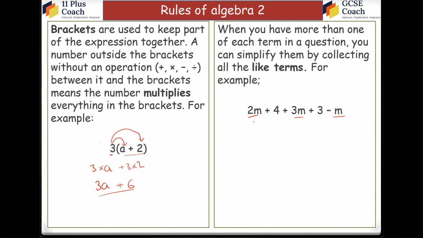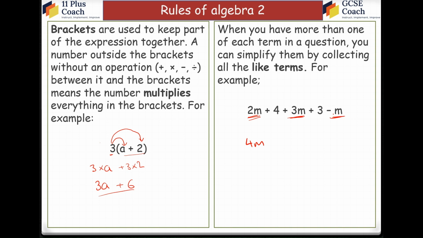So anyway, we collect the like terms by collecting all the m's. So I've got 2m plus 3m. So now 2m plus 3m obviously is 5m. So 2 lots of m plus 3 lots of m is 5m. Then you're taking away 1m. So you've got 5m take away 1m. So 5m take away 1m is not 5. 5m take away 1m is actually 4m. So when I simplify this, I end up with this 4m. So 2m plus 3m is 5m, take away 1m.